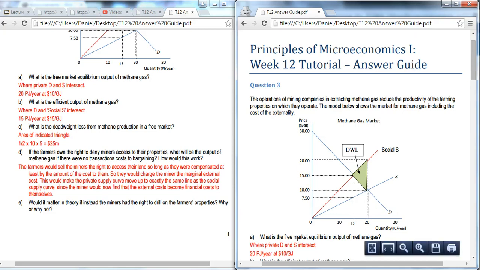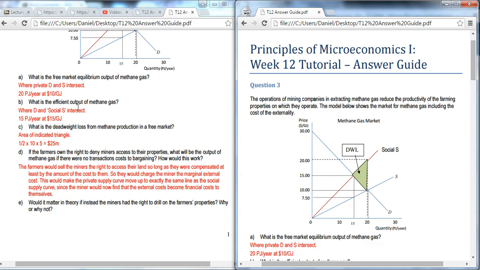Okay, so that's going to be the free market equilibrium output of methane gas. And the reason that is the free market equilibrium is that it's an unregulated market where the mining companies aren't going to care about what it matters to anybody else. So that's going to be the free market equilibrium output here.